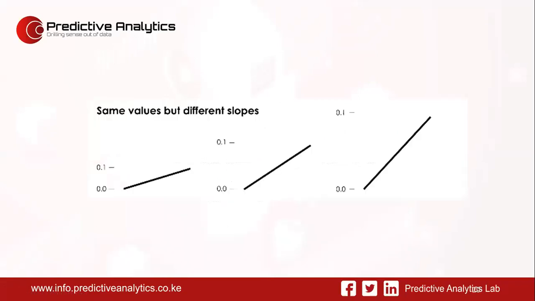So here we have same values but different slopes. So you can see that the scale here is quite different, and the slope, as you can see, is dramatic. So when the scale is bigger, the slope is dramatic.